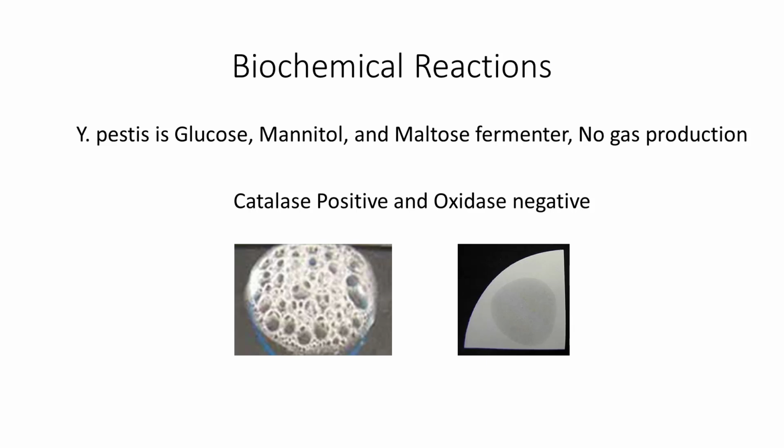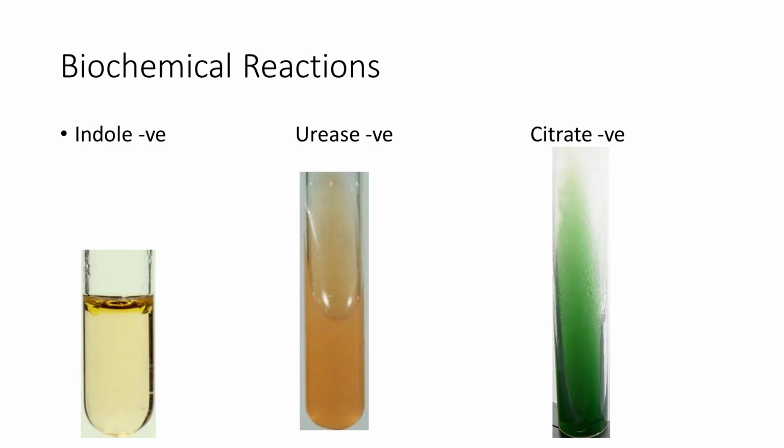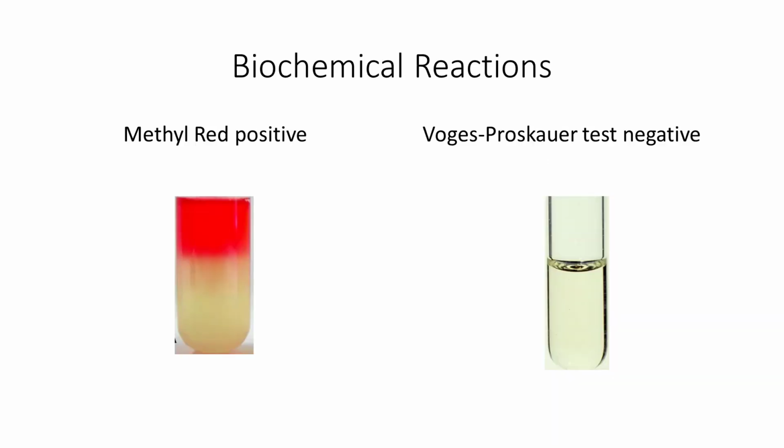Next, we test the biochemical reactions. Yersinia pestis is a glucose, mannitol, and maltose fermenter with no gas production. It is also catalase positive and oxidase negative. Other biochemical reactions include indole negative, urease negative and citrate negative. It is methyl red positive and Voges-Proskauer test negative.